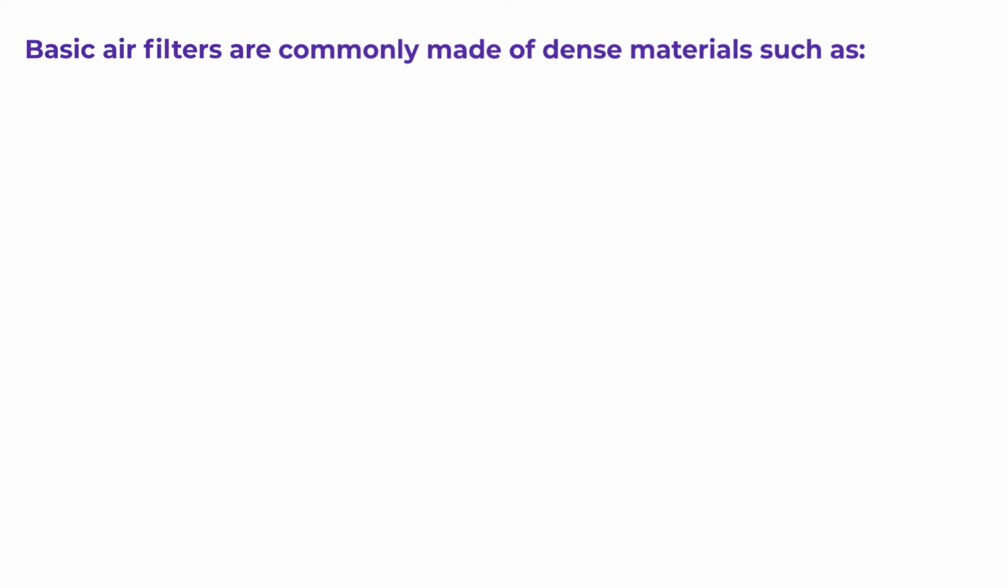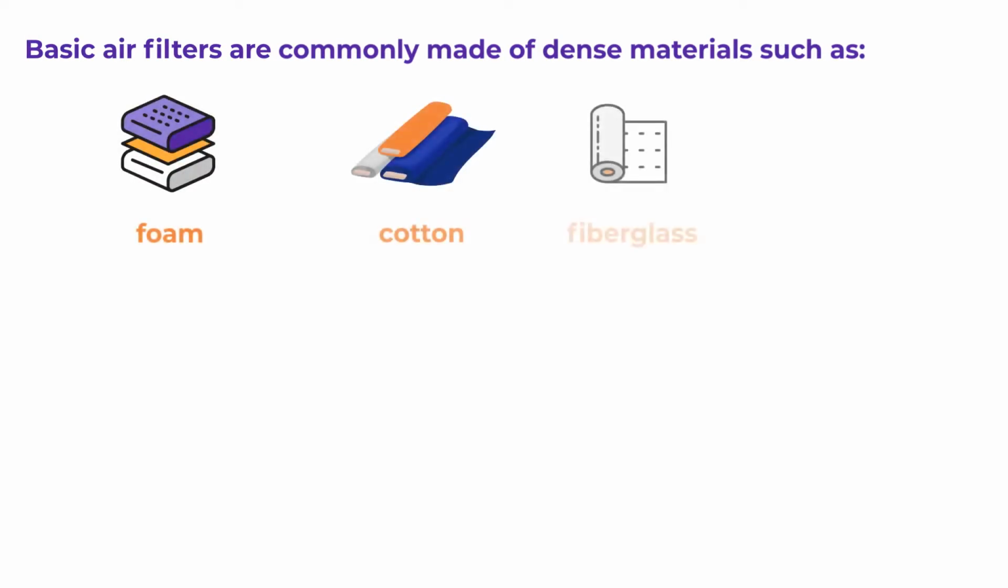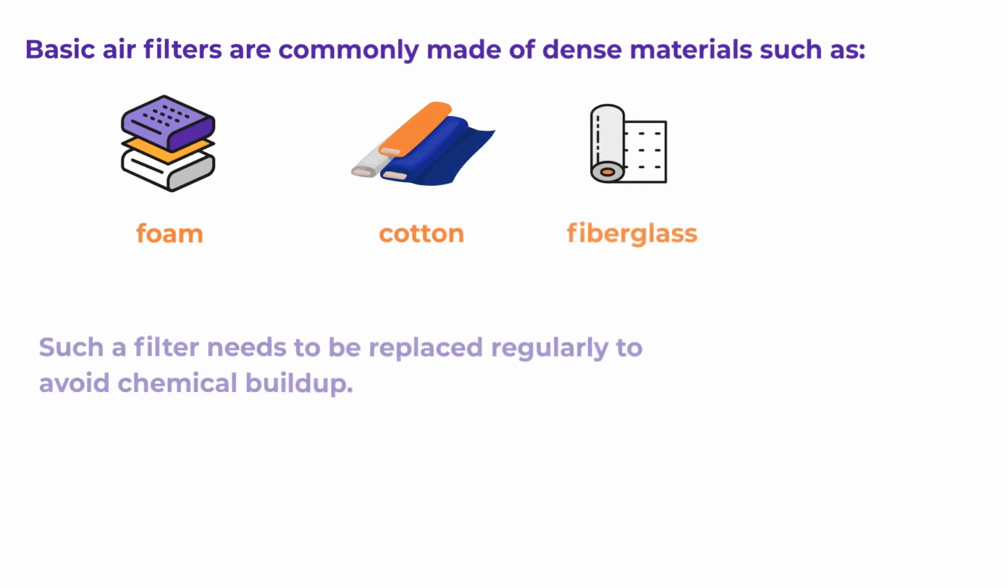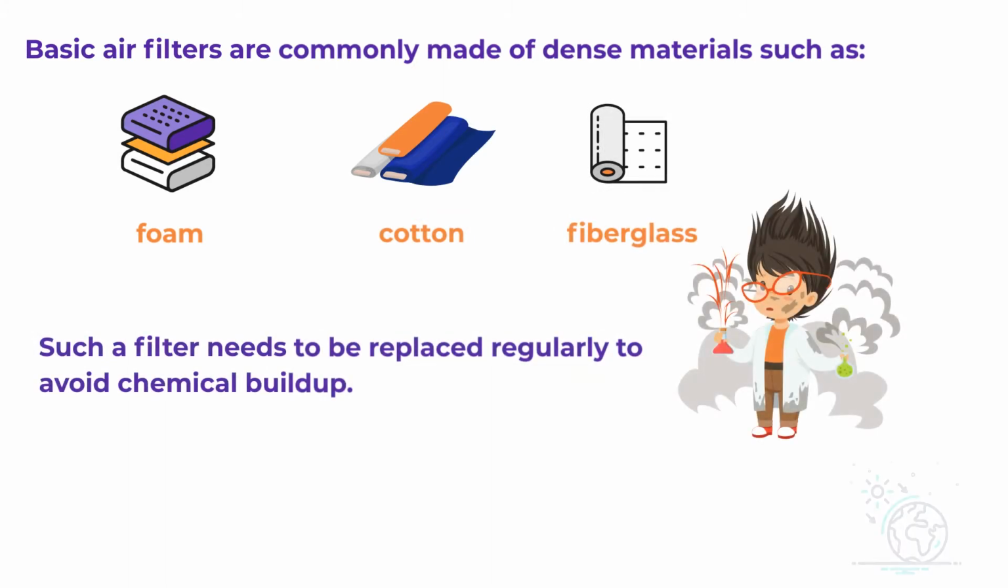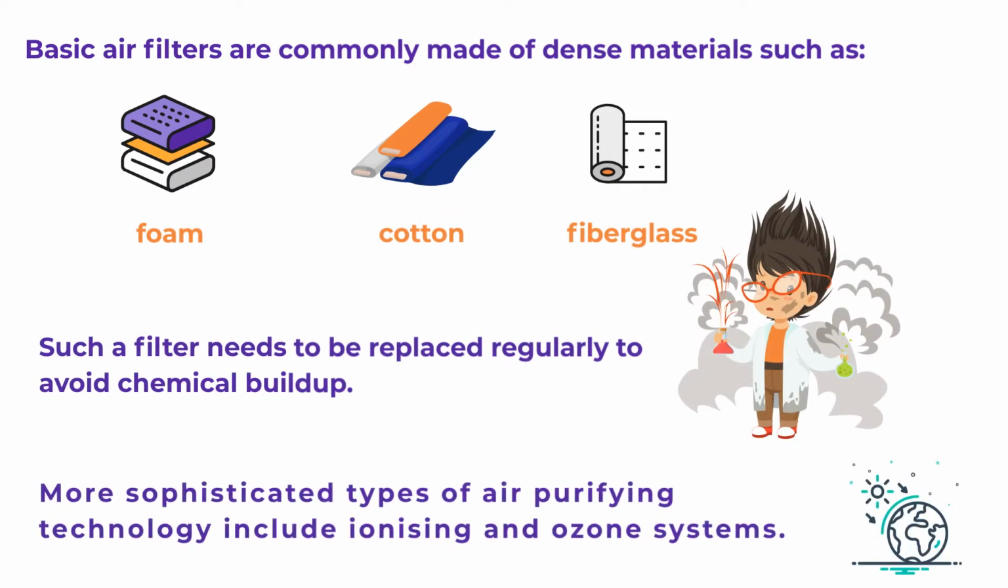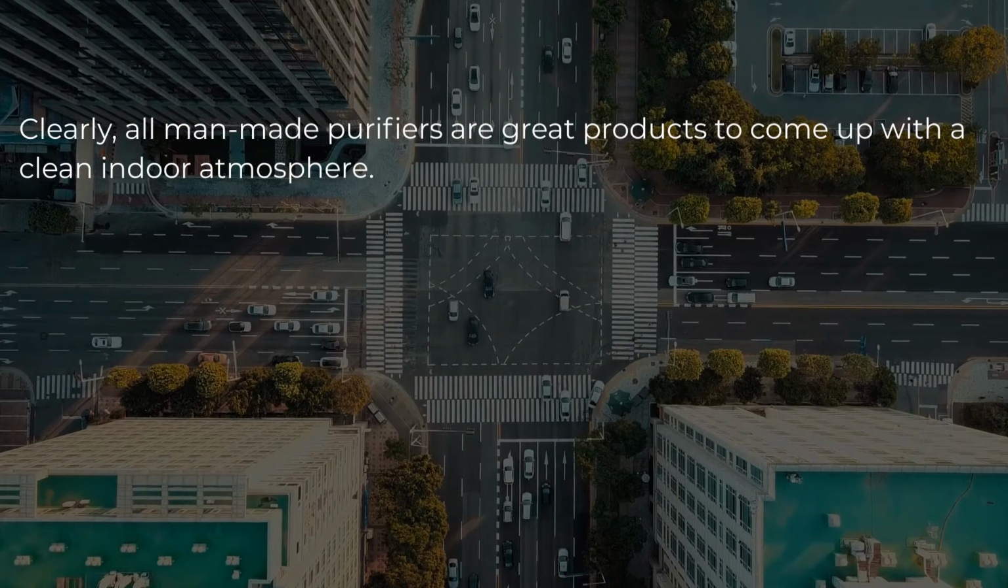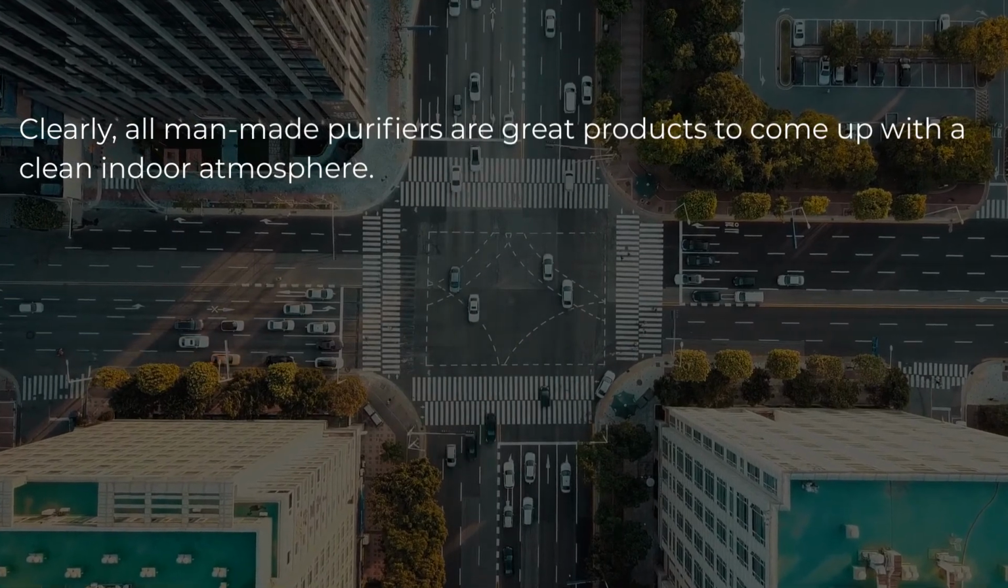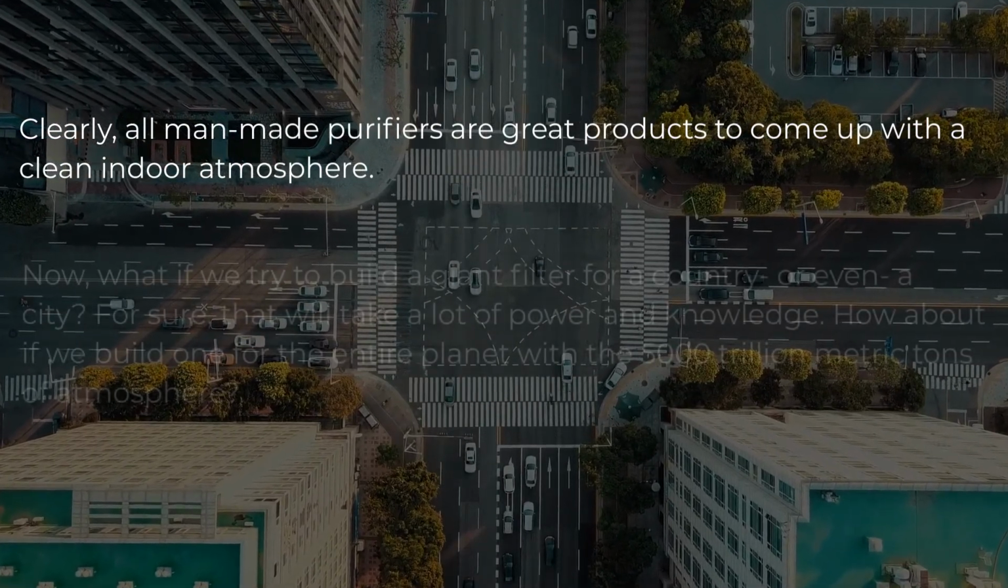Basic air filters are commonly made of dense materials such as foam, cotton, fiberglass. Such a filter needs to be replaced regularly to avoid chemical buildup. More sophisticated types of air purifying technology include ionizing and ozone systems. Clearly, all man-made purifiers are great products to come up with a clean indoor atmosphere.